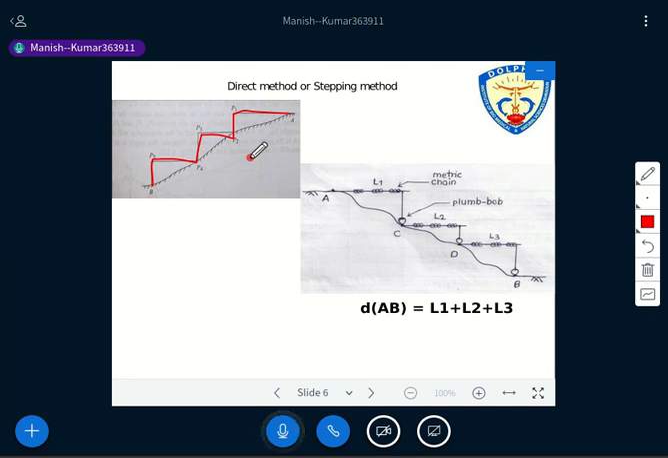Now, how can we apply it? Try to understand how we can apply it. Clear? Either we can use the chain, or if you have a measuring tape, we can use the measuring tape also. Just look at the slide itself. Let me explain how things can be done there.